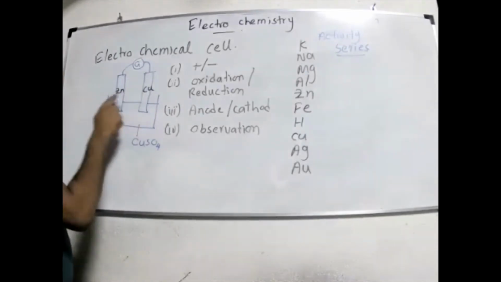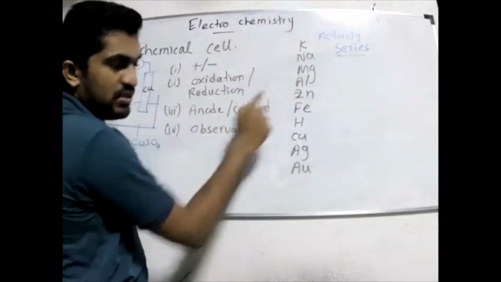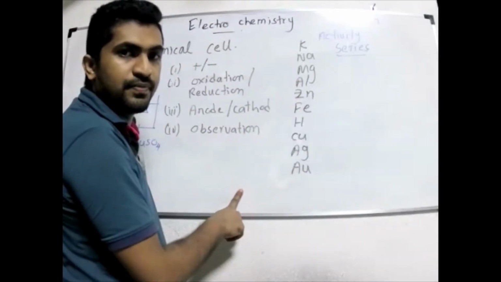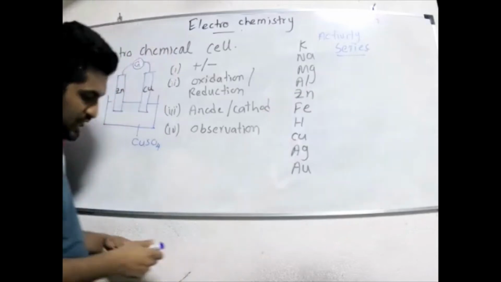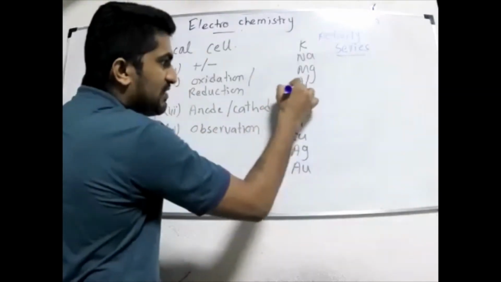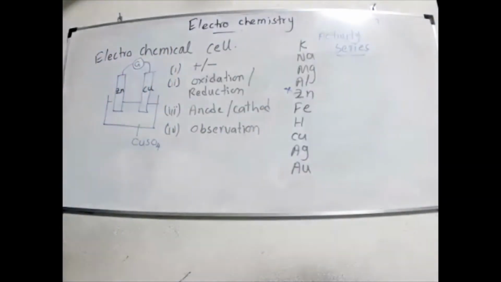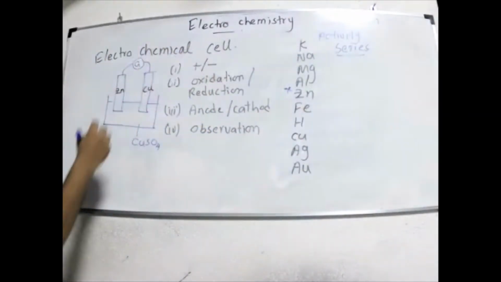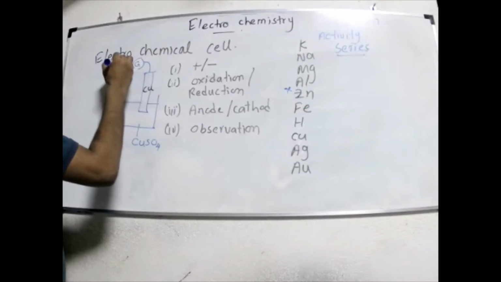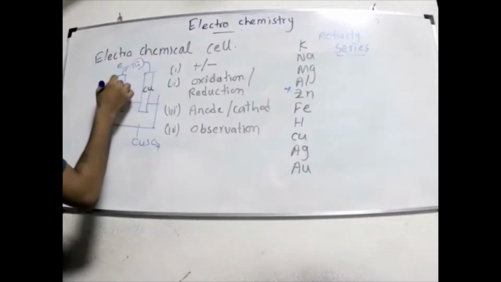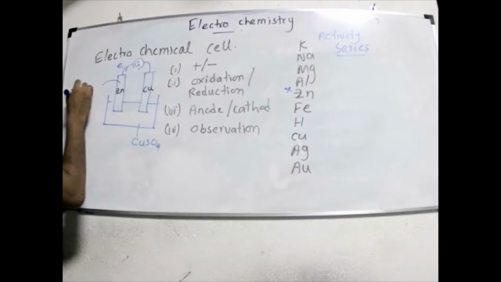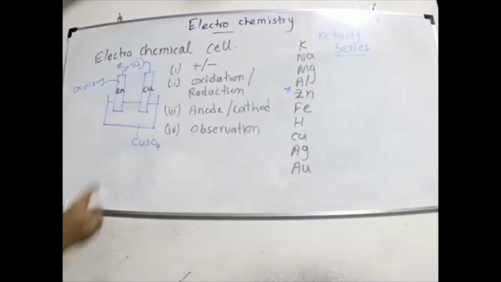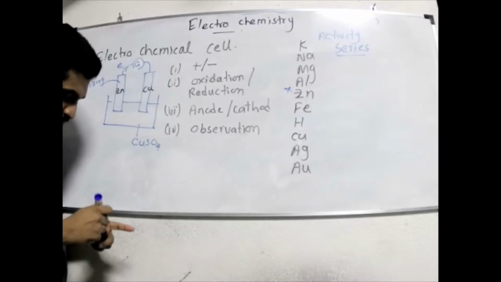If you see zinc and copper, which is at the higher position, zinc or copper? Zinc has the higher position than copper. So zinc is the one which oxidizes, which removes electrons. You know, zinc is removing electrons. That means it is oxidizing. We call this oxidizing zinc. It is the one which removes electrons.